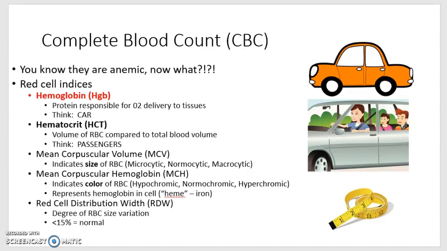The volume, think about the size of the red blood cells. Is it microcytic, so it's small, normocytic, so it's a good size, or macrocytic, is it huge? Think about the mean corpuscular hemoglobin, excuse me, think about color. Is it hypochromic, so it's a pale color, pale pink, or is it normochromic, it's a good red color, or maybe it's hyperchromic, it's like beefy red. So again, think about heme meaning iron.